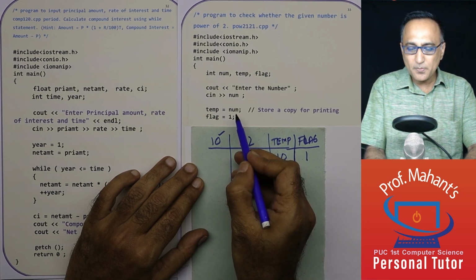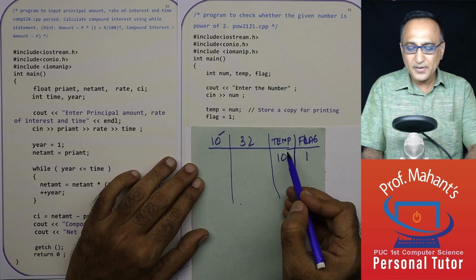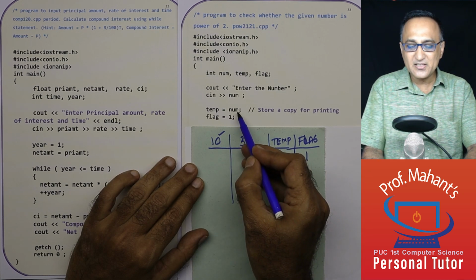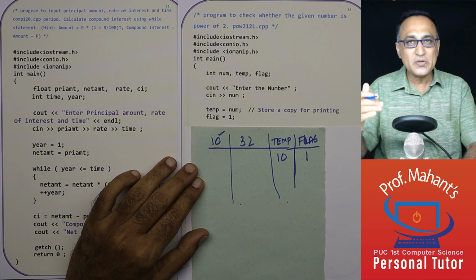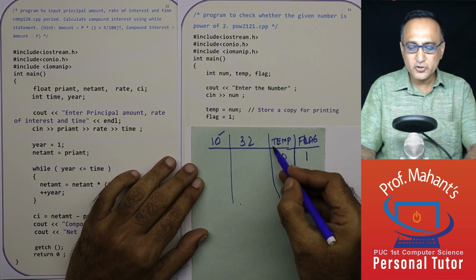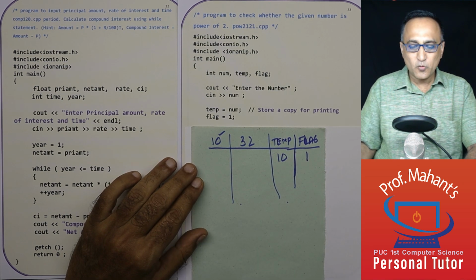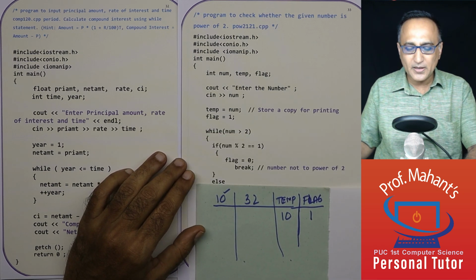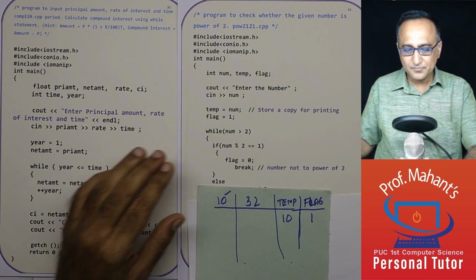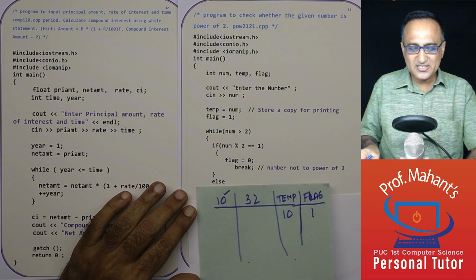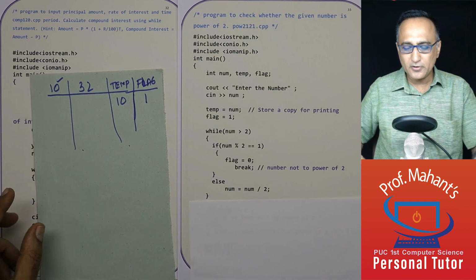The reason I am copying the number to temp is I want to maintain a copy of the original number, because as I am dividing this number, the original number is going to be lost. So at the final step, when I want to show which number I processed initially, I am going to use temp. Now what did I tell you? How long should we continue this process? As long as the value of number is greater than 2. Now let's try to run through a bit of logic.